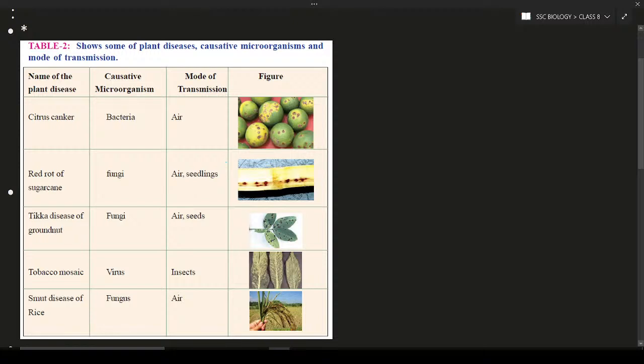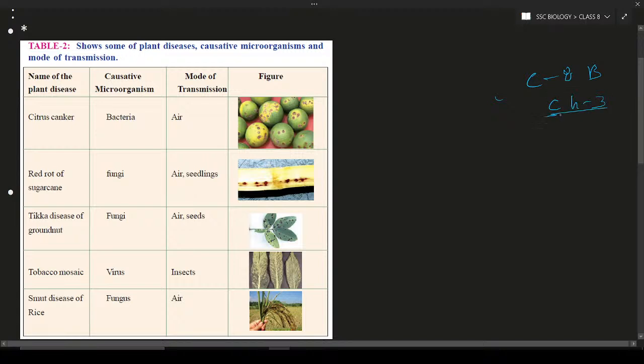Welcome to the new lecture. In this lecture we are going to discuss the remaining topic of this chapter, that is, class 8 biology, chapter 3. This is almost the ending topic. We are going to discuss plants and plant diseases, that is, the microorganisms that cause diseases in plants.